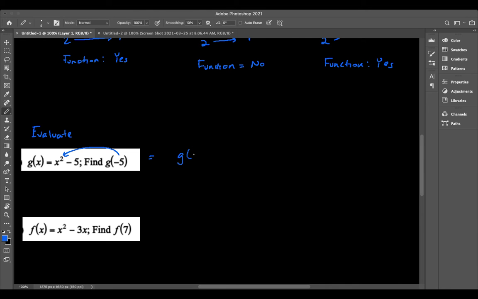Okay, so g of negative 5 is basically negative 5 squared minus 5. Okay, so we do the math out here. So that would be positive 25, and 25 minus 5 is 20. So g of negative 5 is equal to 20.